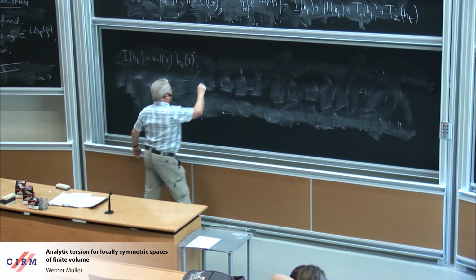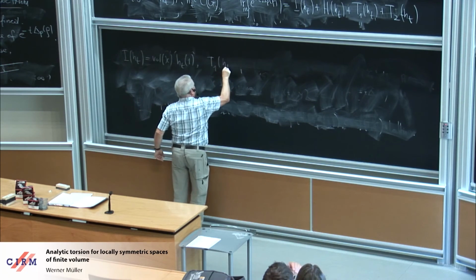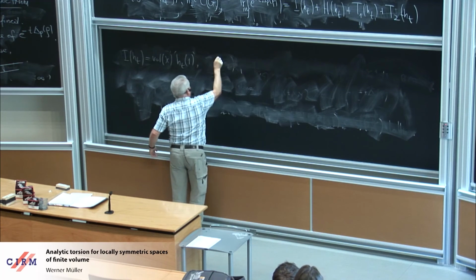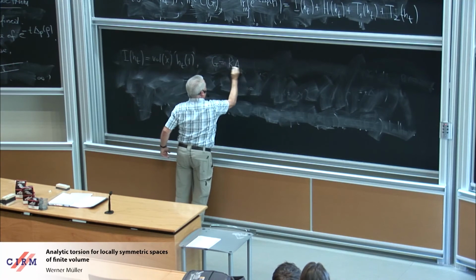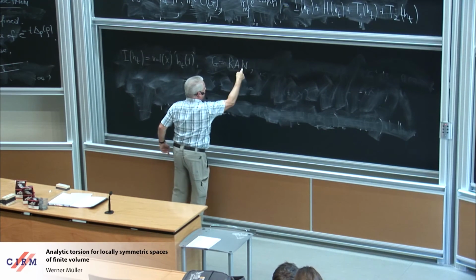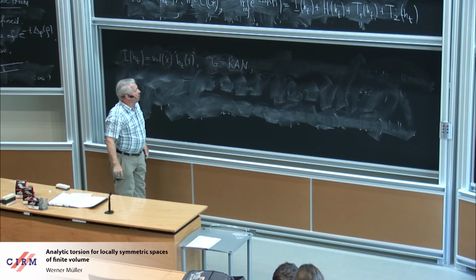conjugacy classes. So T1 of HT is of, so we have the Iwasawa decomposition. So N is a unipotent group.